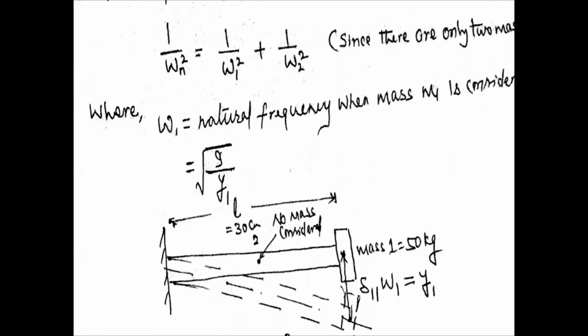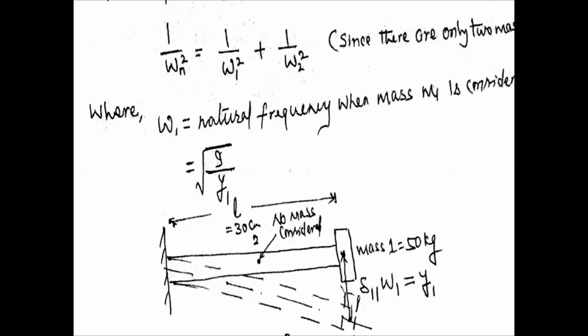Now, since there are only two masses acting here, the formula of Dunkerley's method would be given as 1 by omega n square is equal to 1 by omega 1 square plus 1 by omega 2 square. Since it is a 2 degree freedom system, there will be two natural frequencies, one by considering only mass 1 and the second by considering only the mass at point 2.